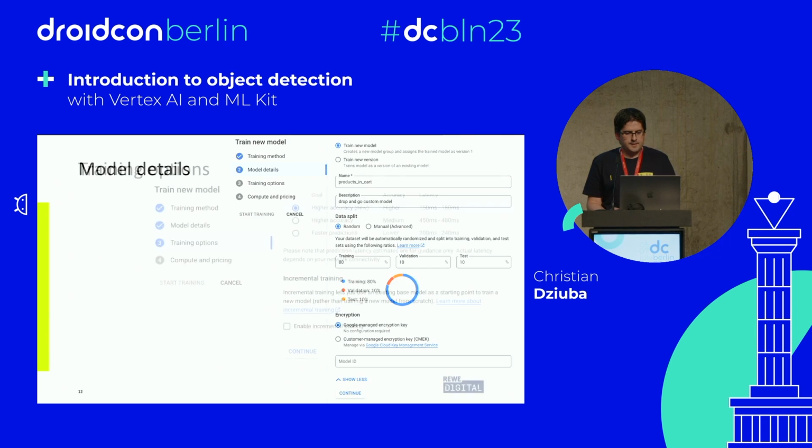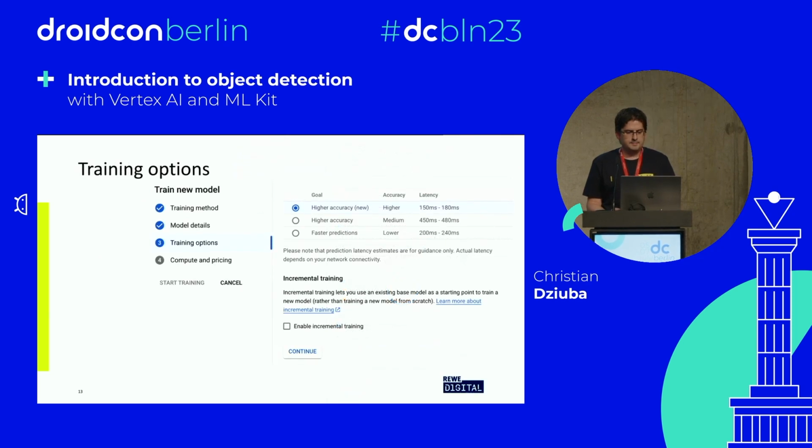After this, in the next step, you can also set the training options. There's a trade-off between accuracy and fast prediction. If you want a higher accuracy, it gets slower, but if you want faster predictions, the accuracy will get less good. So it's also an option you can play around with to improve your model.